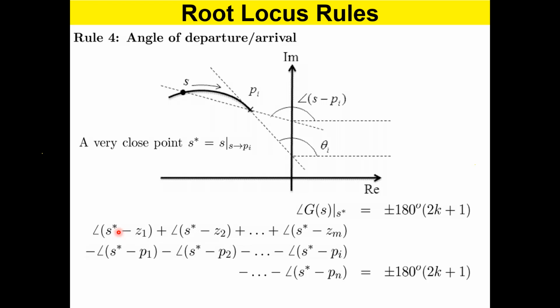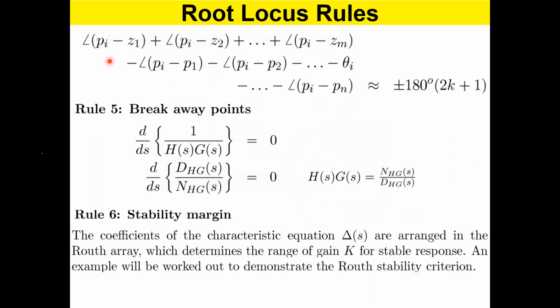So when you write it down, S star goes into every term in the zeros and the poles. You don't know what S star is by position coordinates, but you know it is very, very close to Pi. So therefore, you can substitute S star with Pi, except over here, where this S star minus Pi total angle is actually the angle of departure. Okay. So this is after substitution: Pi minus Z1, Pi minus Z2, Pi minus Zm. Then the poles, Pi minus P1, Pi minus P2, and for Pi minus Pi, it is theta I, the angle of departure. And then you continue with the same lines until you get the last open loop pole.